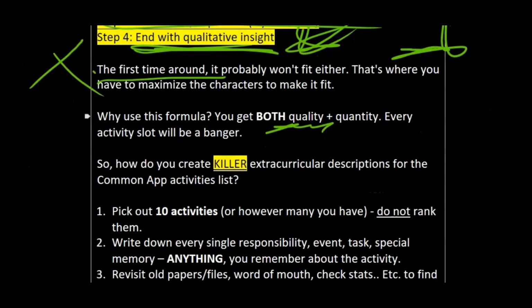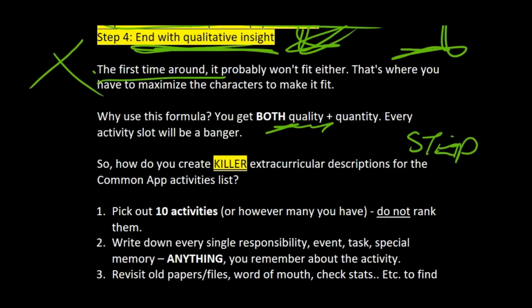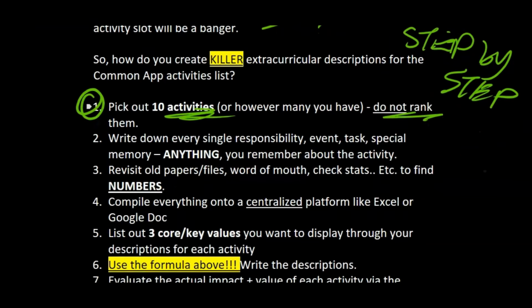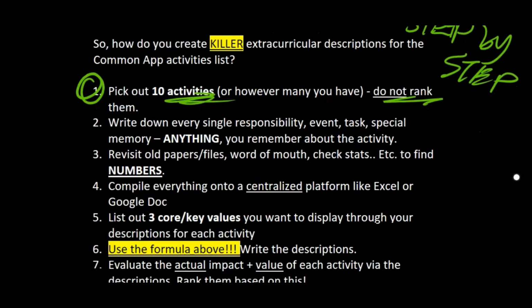So now we're going to give you a step-by-step plan, right? If you are compiling your extracurriculars now, what would I do to write these descriptions? Well, number one, pick out however many activities you have. I just wrote 10 activities because that's how many slots you have on the Common App, but do not rank them, right? Now, what you're going to do is write down every single responsibility, event, task that you had, or special memories that you had. Those special memories are very important, and are going to be really relevant for that qualitative insight.